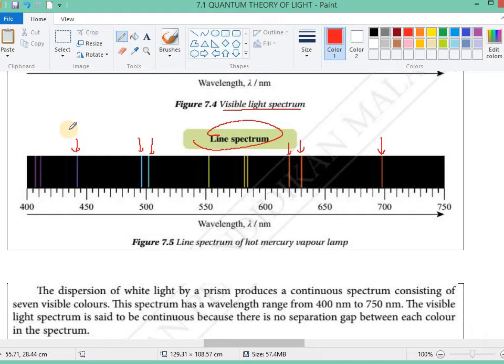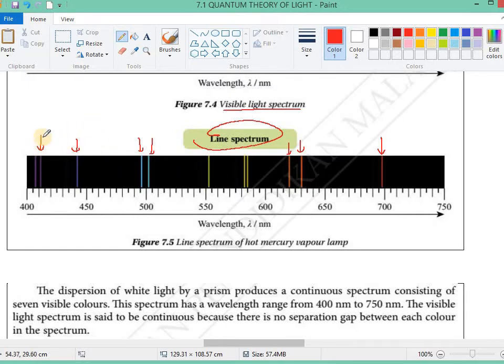This is of course only possible if the energy of light is transferred in discrete form. Which again is proof that light energy is transferred in discrete form, in light energy packets that we call photons. So this is how we get the line spectrum.